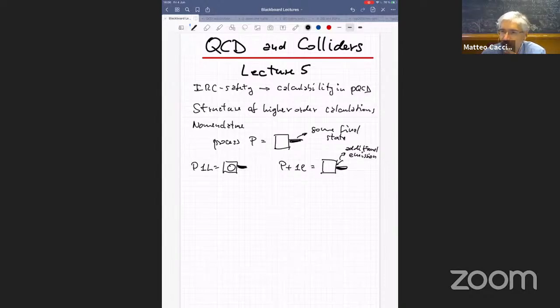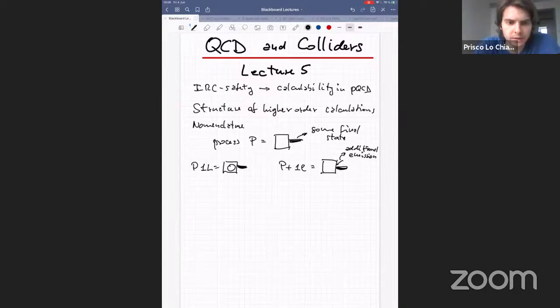For the moment, I'm not saying anything about what I'm doing with the phase space and the integration over these things. This is at the amplitude level. I have one extra leg that gets out of the diagram. I can perhaps take the question in case.